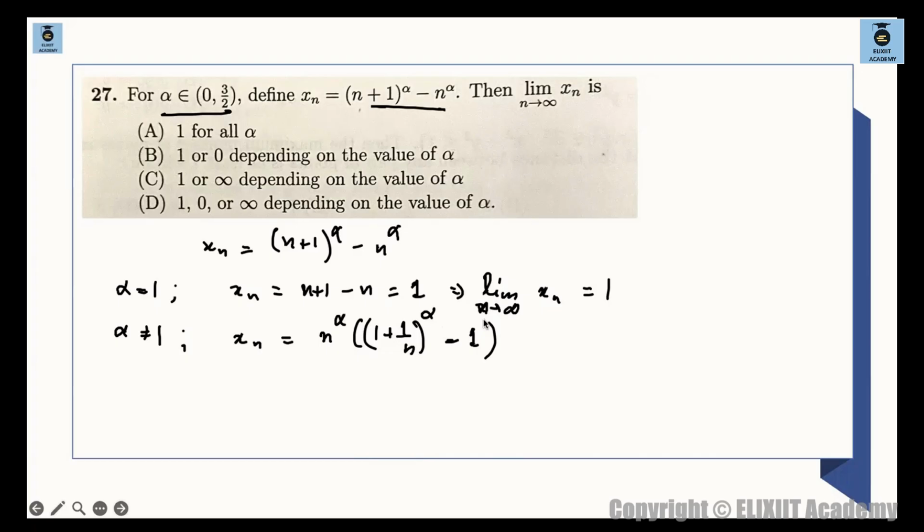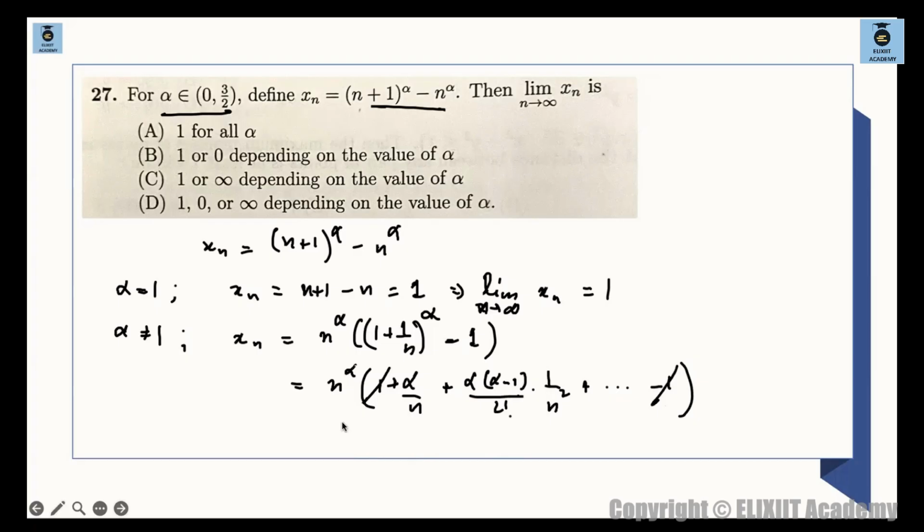Next, I'm using the binomial expansion of 1 plus x whole to the power of alpha. This will become 1 plus alpha upon n plus alpha into alpha minus 1 divided by 2 factorial into 1 by n square, and so on. This will continue, and minus 1. So this 1 and 1 will cancel out.